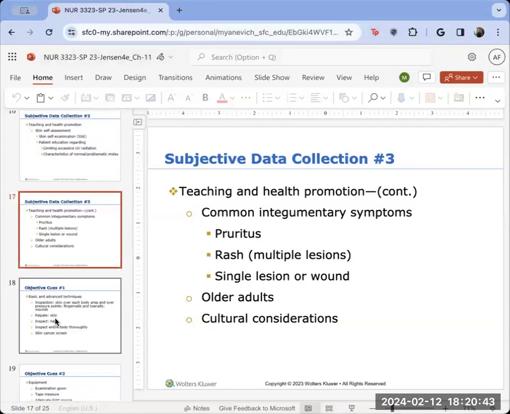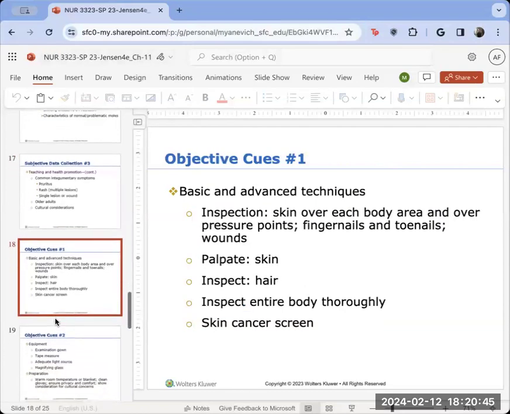Let me see what else is here. Okay. So right, for assessment, we do inspection, palpation, percussion, auscultation, right? That's the order. For the skin, there's not necessarily a need to auscultate because you're not auscultating the skin. You're going to maybe palpate for pulses, right? And things like that, but you're not going to really auscultate the skin. It's more about inspection and palpating, right? You want to inspect the hair, you want to palpate the skin. We talked about temperatures, things like that.